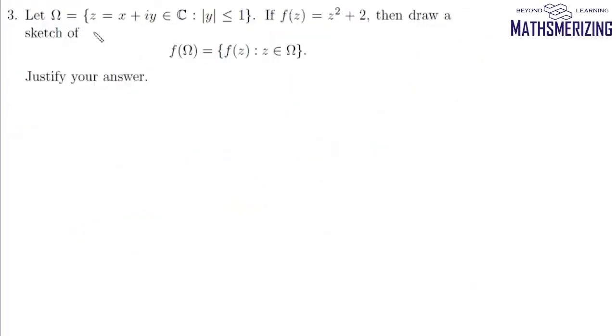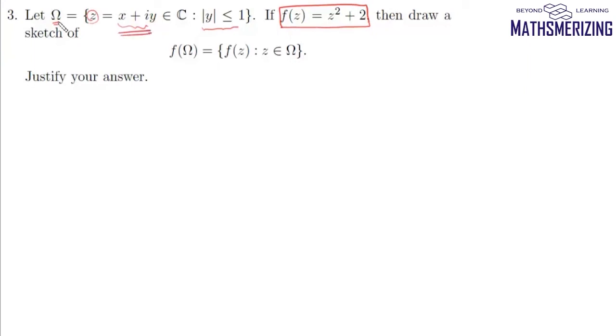Now this third question is, we are given a set which is sigma, which is the set of all complex numbers x + iy such that |y| is less than or equal to 1, and then we are given this function which is f(z), and that is z² + 2. Now it says draw a sketch of f(sigma) which is f(z) for all z belonging to sigma. So that means for all the complex numbers z present in this set, we need to draw the sketch of f(z).